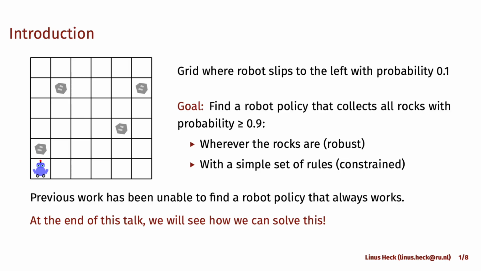The fact that we want the policy to work in all environments is a property that we call robust. And the fact that we want the policy to fit in a certain description is a property that we call constrained. Even though this problem looks quite simple, some previous work could not find any robust policy for this environment. But we can solve this problem, and in the end we will see the solution.